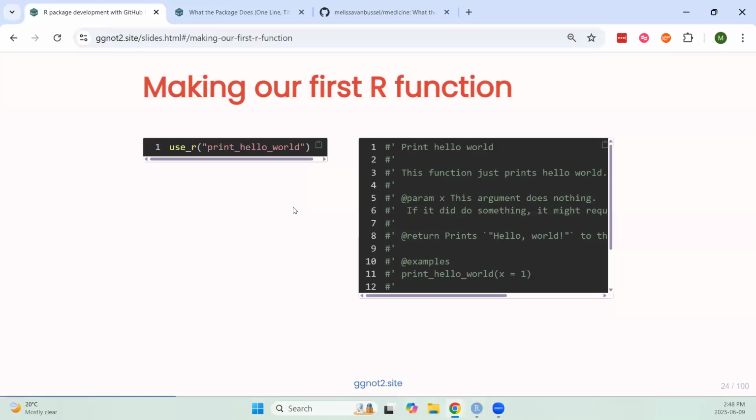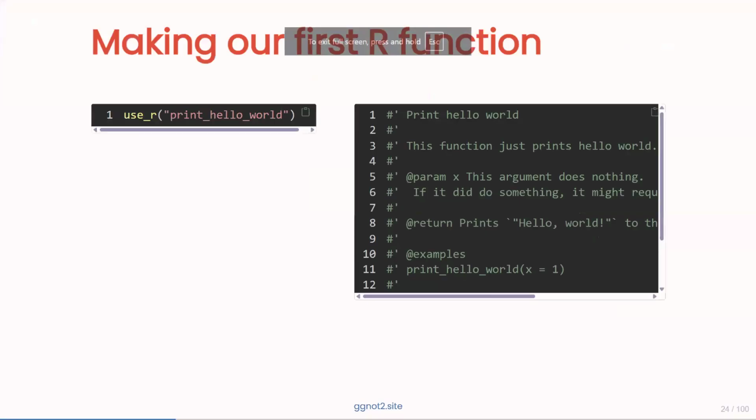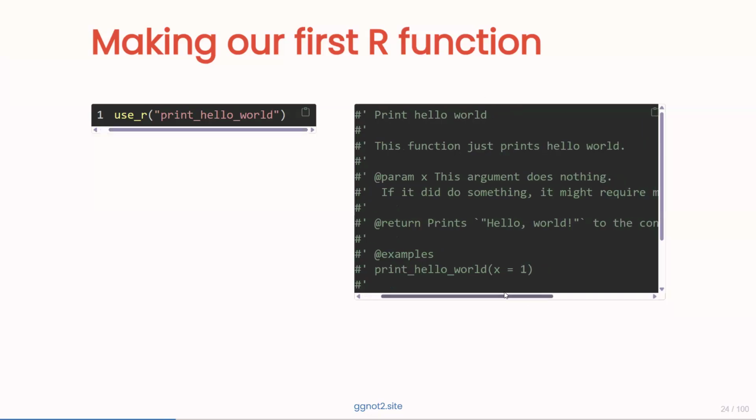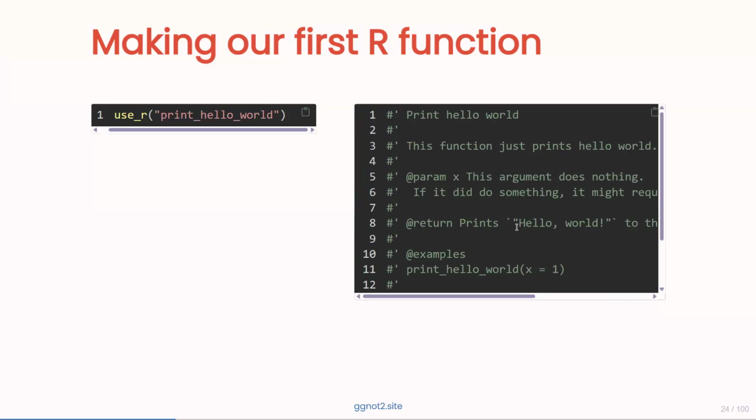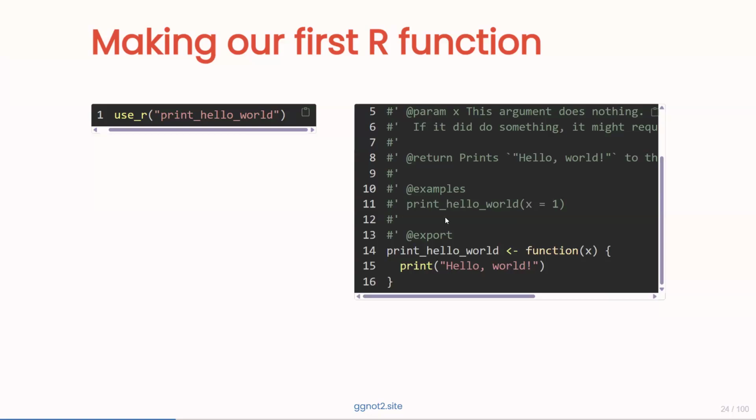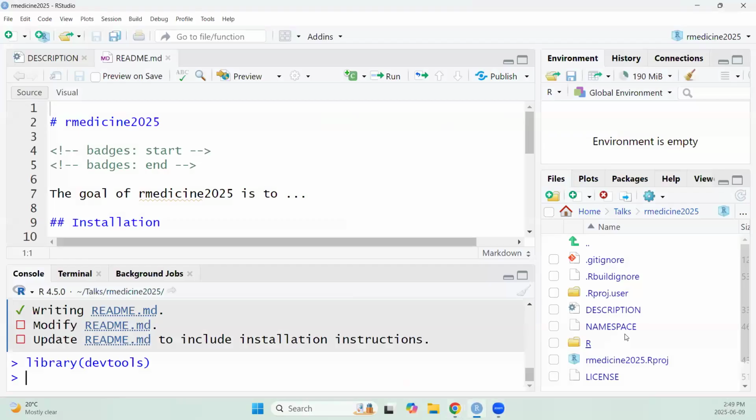So we're going to create our first R function, and the function is going to be really simple. It's not really going to do anything too fancy. It's just going to be a function that is going to print hello world. So this is going to end up going in the R folder. So I'll just pop out of my slides again and go back over here.